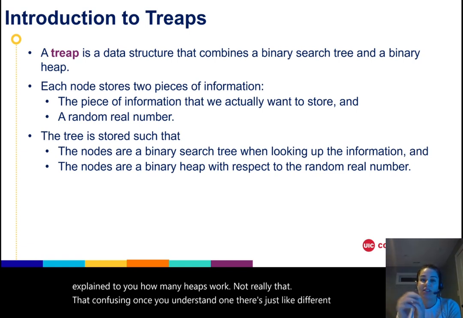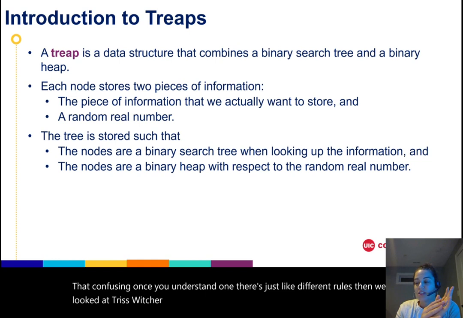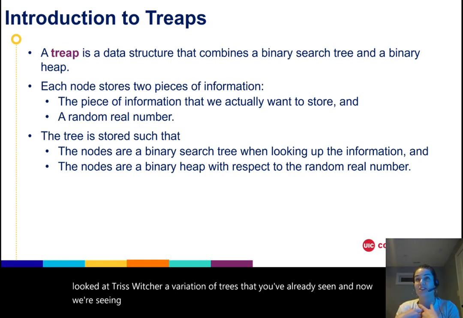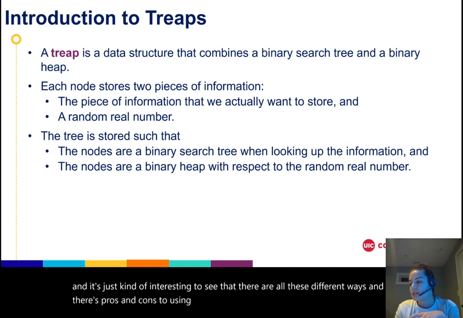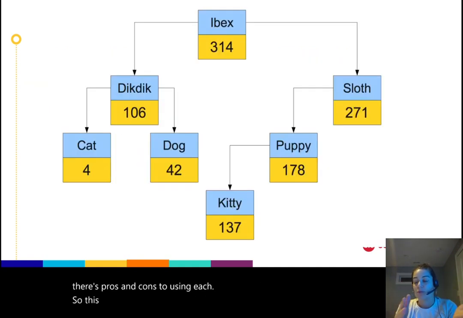Then we looked at tries, which are a variation of trees that you've already seen. And now we're seeing treeps, which is like a combination of two that you've already seen. And it's just kind of interesting to see that there are all these different ways and there's pros and cons to using each. So this is an example of a treep data structure.